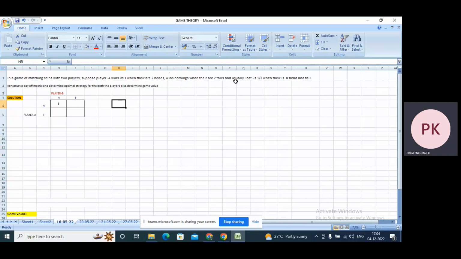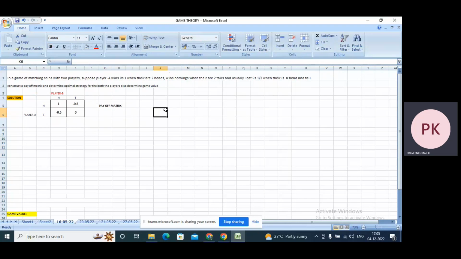Wins nothing when there are two tails. See, this is a tail and this is a tail. Wins nothing means 0 for player A. And loses 1/2 when there is a head and tail or tail and head. Just look here, this is the head and this is the tail. You will lose 0.5 rupees, or 1/2. Similarly, tail and head, you will lose 0.5 rupees. So this is the payoff matrix for the given problem.